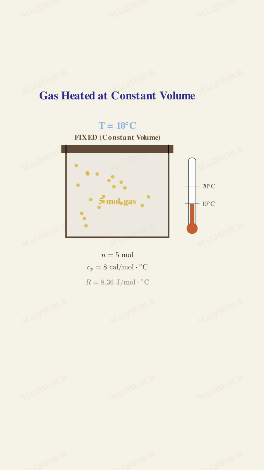The gas has a molar specific heat at constant pressure, Cp, equal to 8 calories per mole degree Celsius. R equals 8.36 joules per mole degree Celsius. Now watch as we heat the gas from 10 degrees to 20 degrees Celsius.